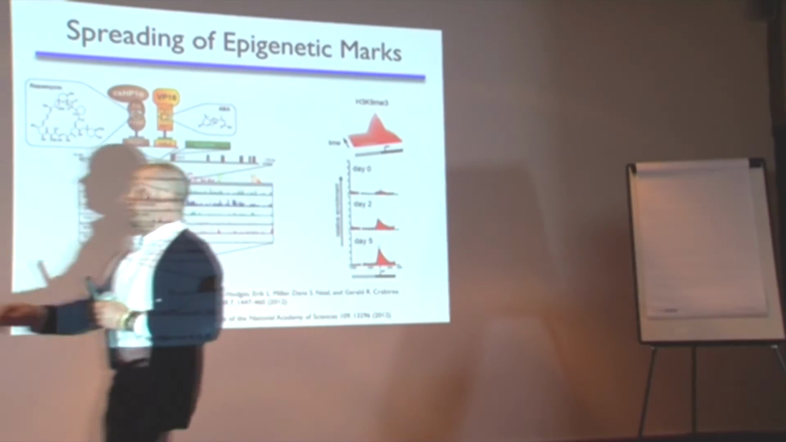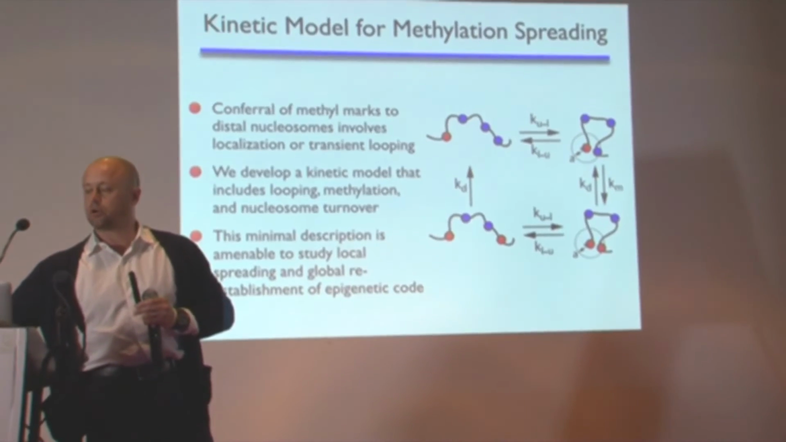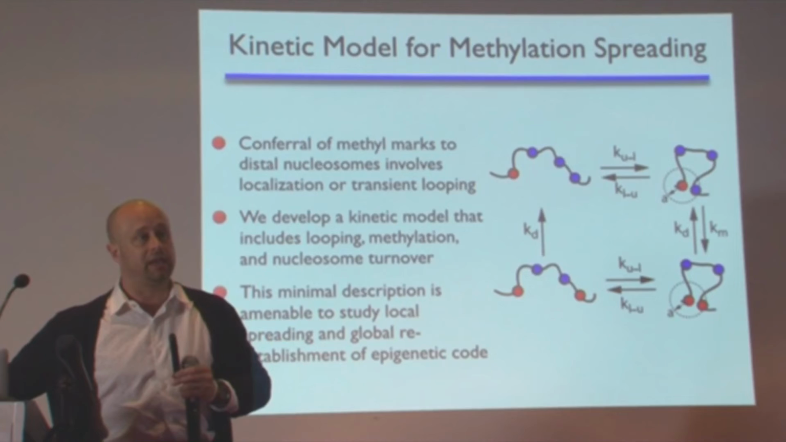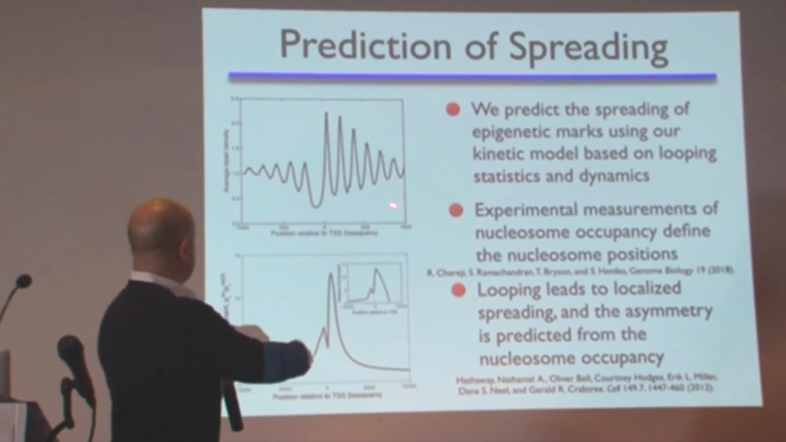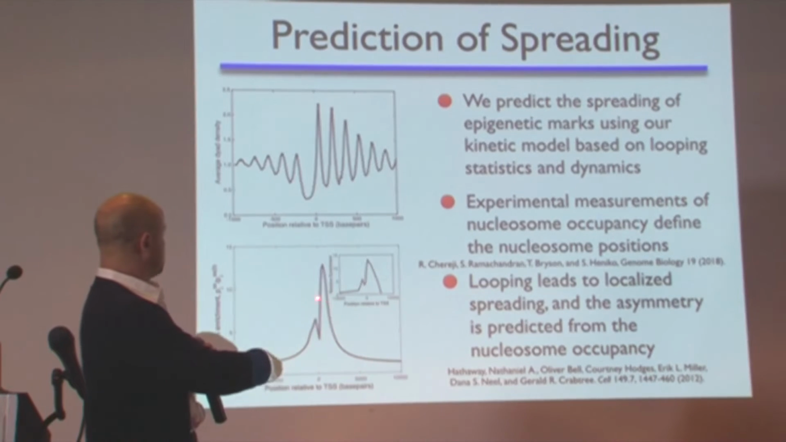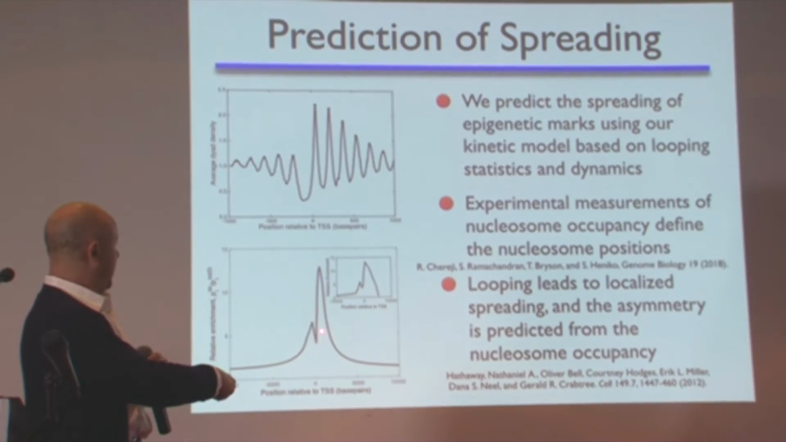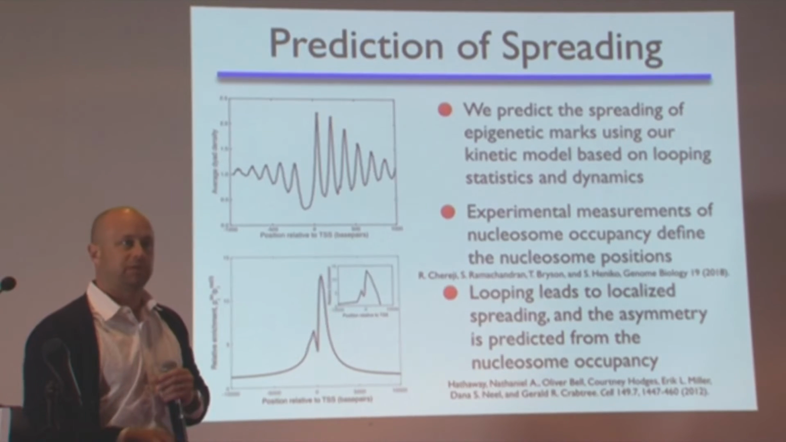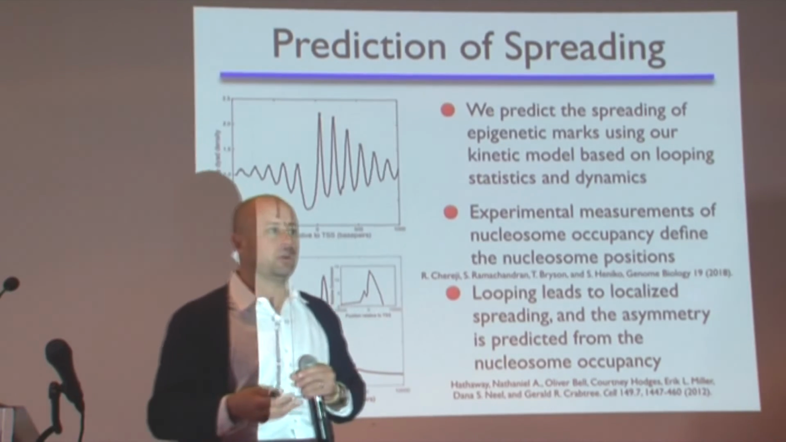And so we've endeavored to develop a basic kinetic model, which includes the local fluctuations of the chromatin fiber, the local looping of it, and the methylation and nucleosome turnover. We have done this based on the local occupancy of the nucleosomes around the OCT4 nucleus, and we get predictions of the local spreading. When you compare it to the experimental results, you see certain features like this asymmetry, which we believe is associated with this slight nucleosome-free region right by the transcription start site. So in this regard, the local architecture plays some role in that conferral.